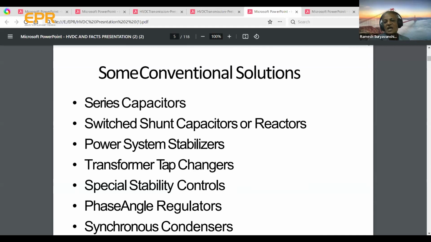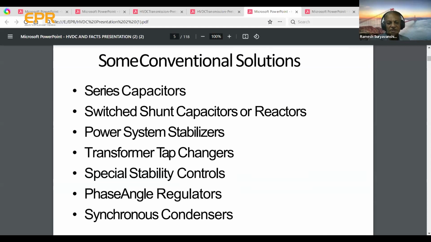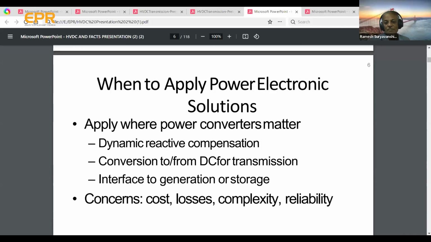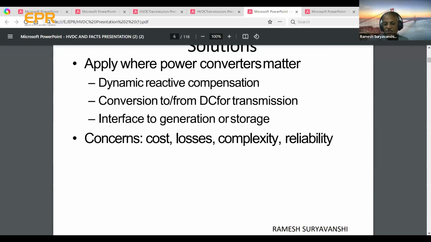Now let's see some conventional solutions: series capacitor, switched capacitor, transformer tap changer, phase angle regulator. But these are more conventional, with limited capability. Now, here we go. When to apply power electronics: where power converters matter, dynamic reactive power, conversion from DC for transmission, interface with generation or storage, with concerns of cost, losses, complexity, and reliability.